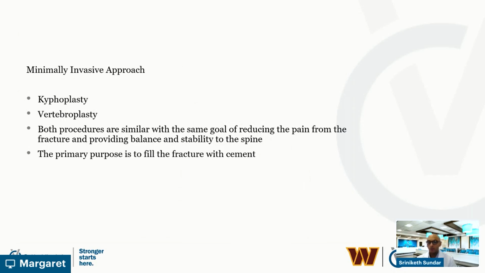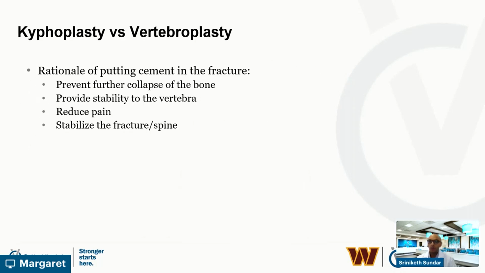And no matter what, although the approaches are different, the goal is we want to fill that fracture with cement. And it's a human-grade cement. Cement has been used in orthopedic procedures for some time, like in knee replacements or hip replacements. This is just another application for the cement. Why would we do it? So like I said, the rationale of putting cement in the fracture: stabilize that fracture so it doesn't collapse any further, stabilize that vertebra, reduce your pain, and just hopefully get that patient back to functioning as soon as possible.